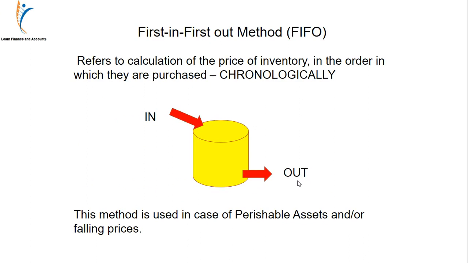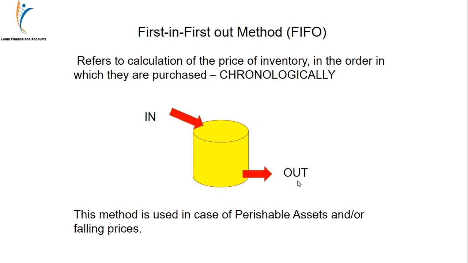The first method that we are going to discuss is the first in, first out method, which is also known as the FIFO method. So this refers to calculation of the price of inventory in the order in which they are purchased, that is chronologically. So chronologically means according to the date when the inventory is purchased, the date and time. So the FIFO method uses the date and time when the inventory was produced.